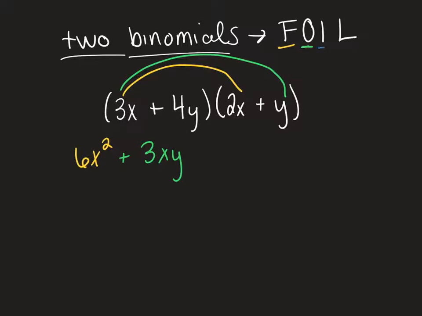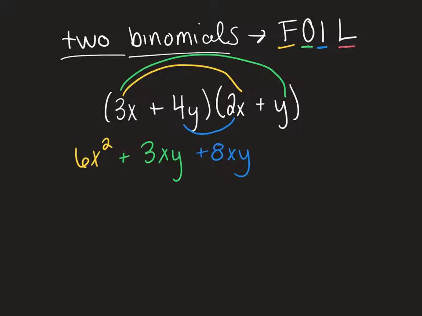Our I is inside, so the two terms on the very inside. So 4 times 2 is 8. Then we have an x and a y again. I always write them in alphabetical order. I try to keep them the same. That way it's easier when we go to combine like terms. But you could have put yx there and it would mean the same thing.